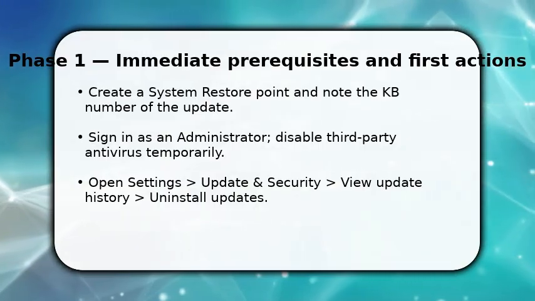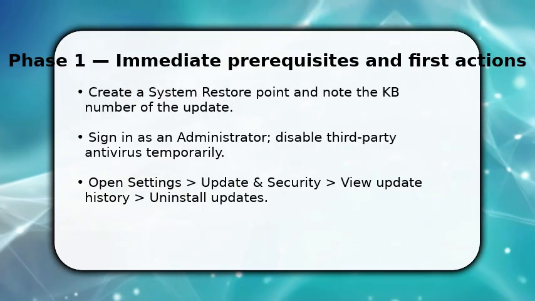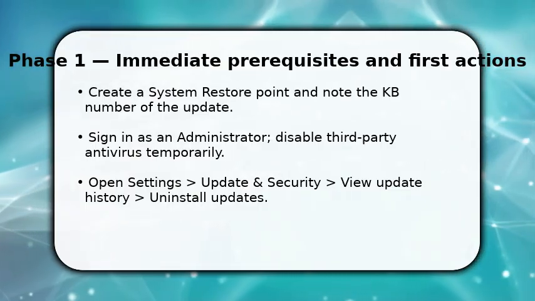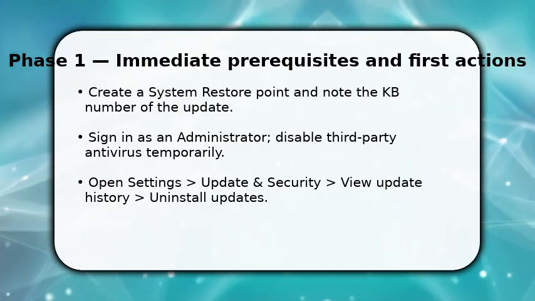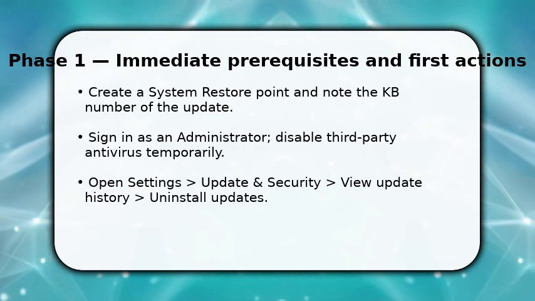Next, open Settings, go to Update and Security, click View Update History, then uninstall updates. This opens Control Panel where you can select the KB entry and choose Uninstall. Do this now because the built-in path is the safest first option for rollback.